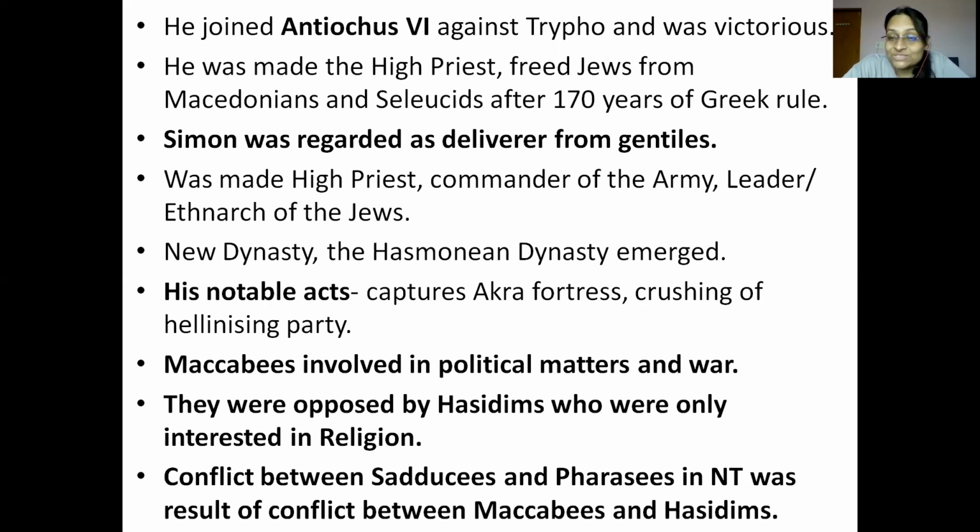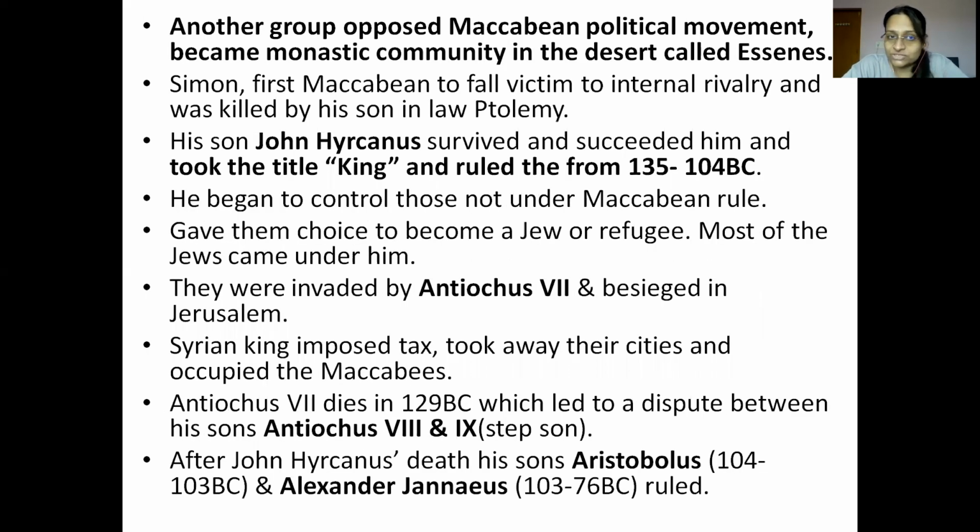The conflict between Sadducees and Pharisees in the New Testament was a result of the conflict between Maccabees and Hasidims. The Hasidims became the Pharisees, a religious group of people. And the Maccabees turned out to be the Sadducees, a group who were more aristocratic and involved in political matters as well. But both were religious groups. So the Hasidims or the Pharisees were not interested in political issues, but the Sadducees or the Maccabees were interested in the political issues as well.